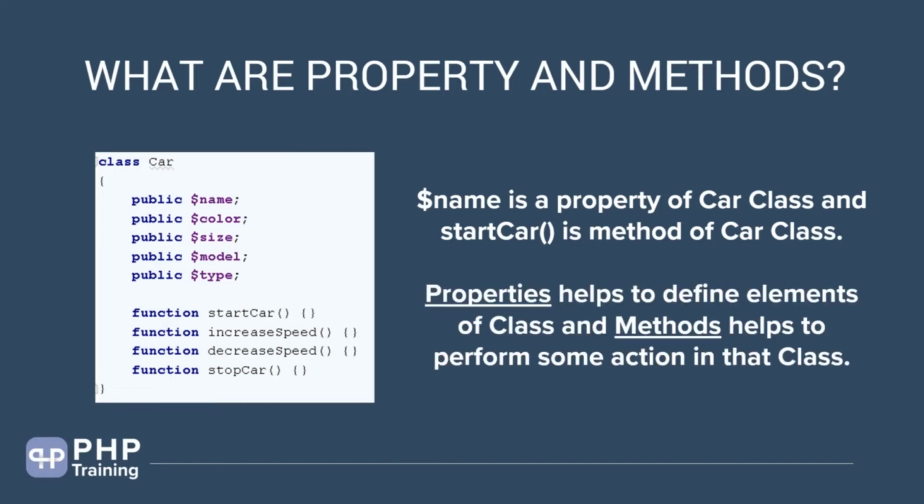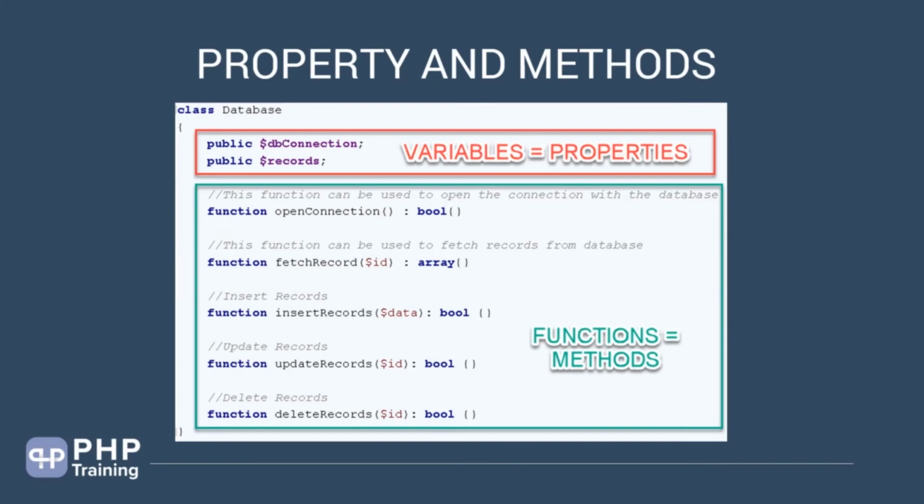Properties help to define elements of a class. This is what we have seen previously. And methods help to perform some action in that class. The methods will use those properties to store the data, or to help perform that action. That's the purpose of naming them properties and methods. They are the elements and actions of that class. If it's a database class that we just created, the DB connection and records are variables, but we call them properties. The functions that we have created are called methods.